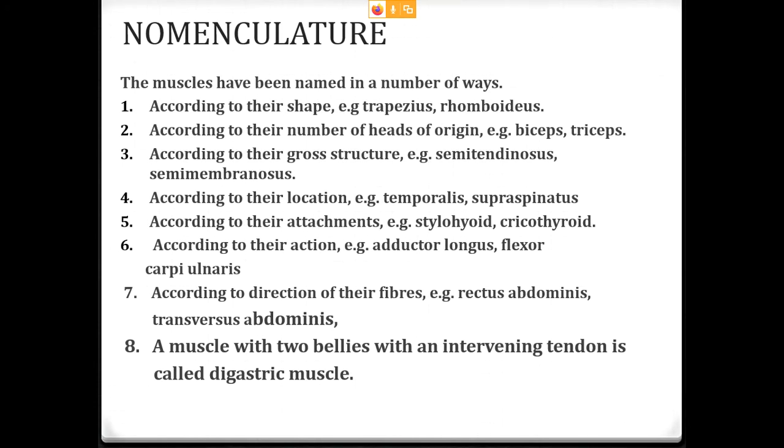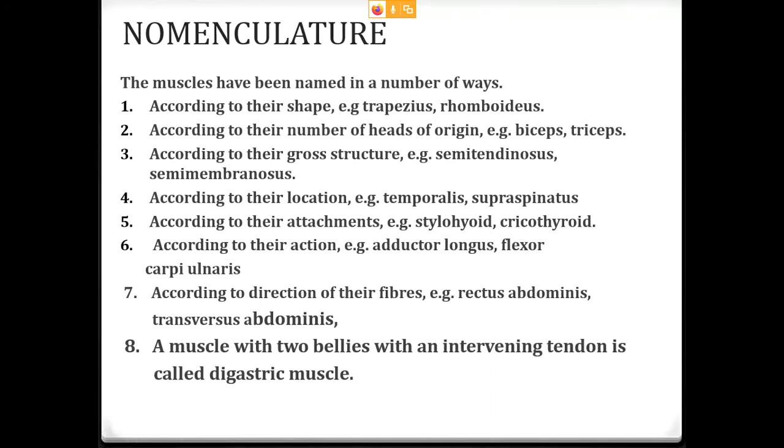The nomenclature: how the muscles have been named. Muscles have been named according to the shape. These are all the things we need to mention in the examination when they ask about the muscles and their classification. Classification means regional classification, structural classification, and according to their shape. So what muscles are named according to their shape?